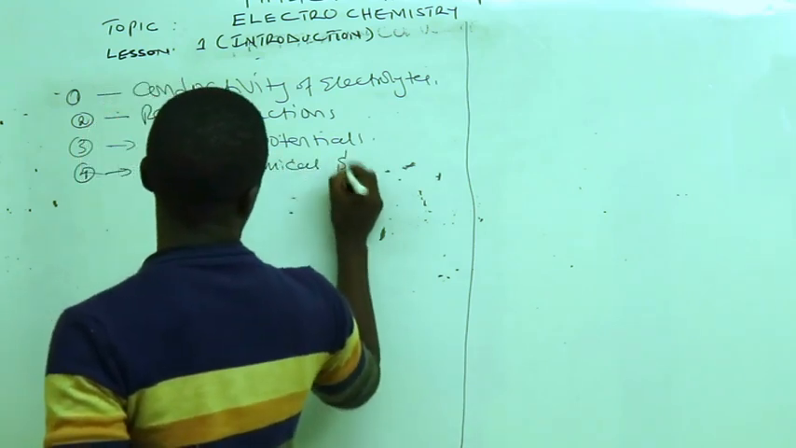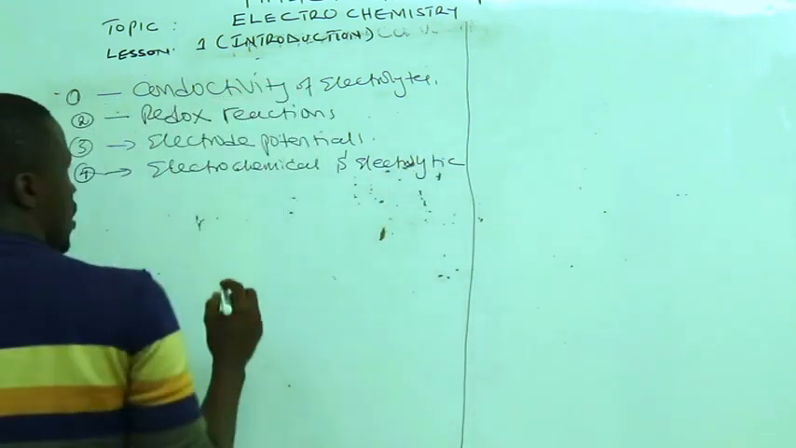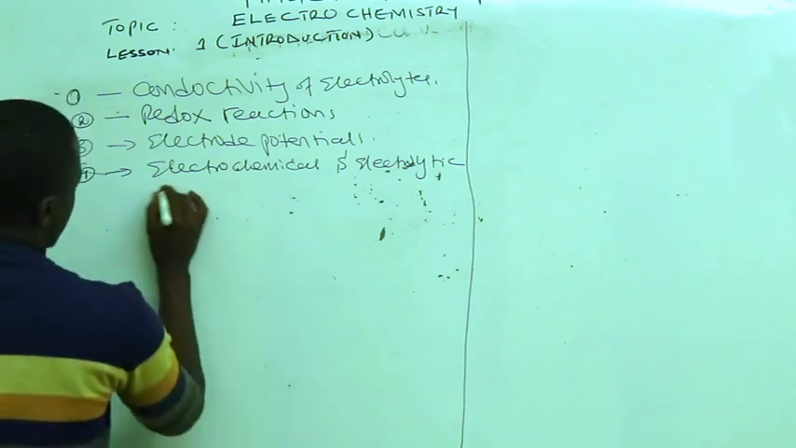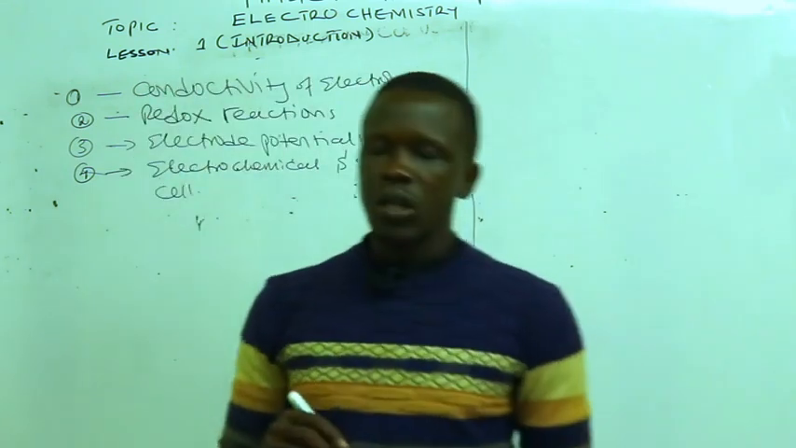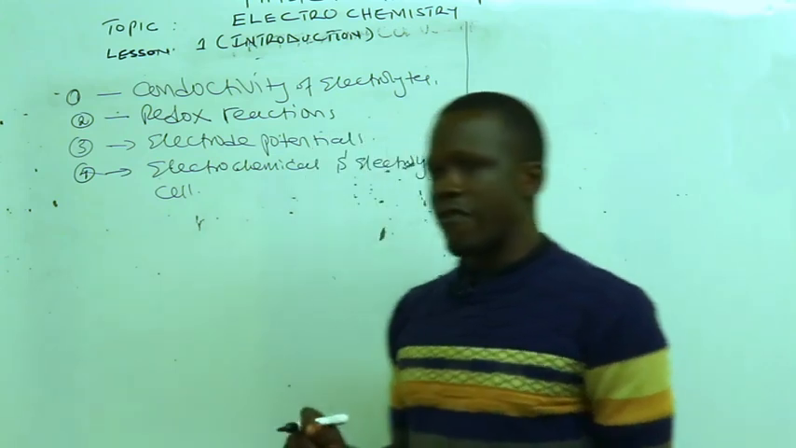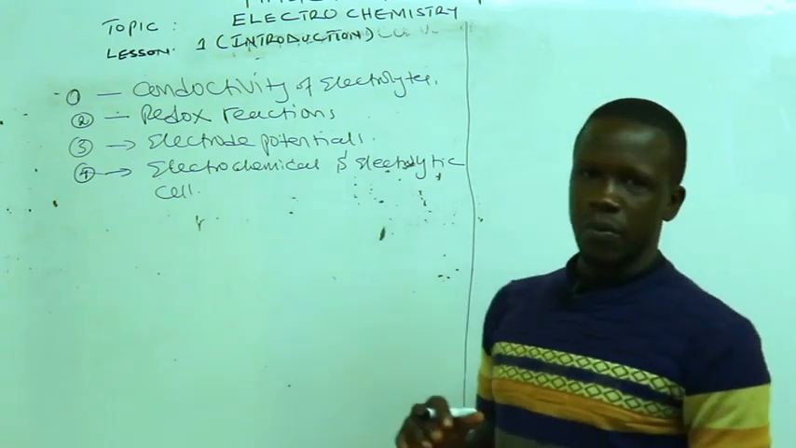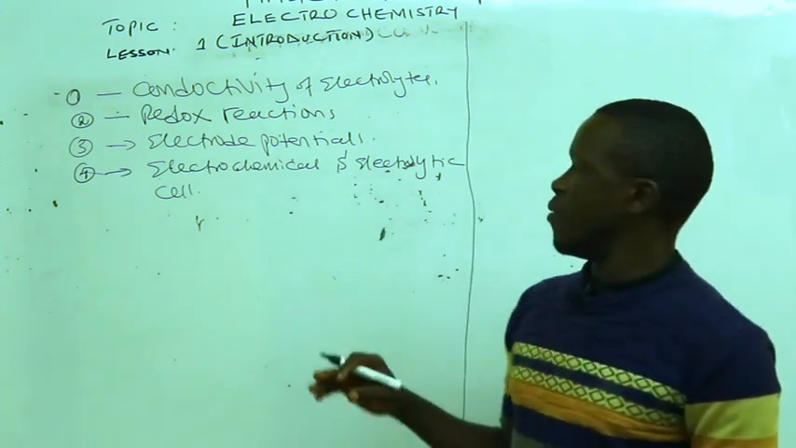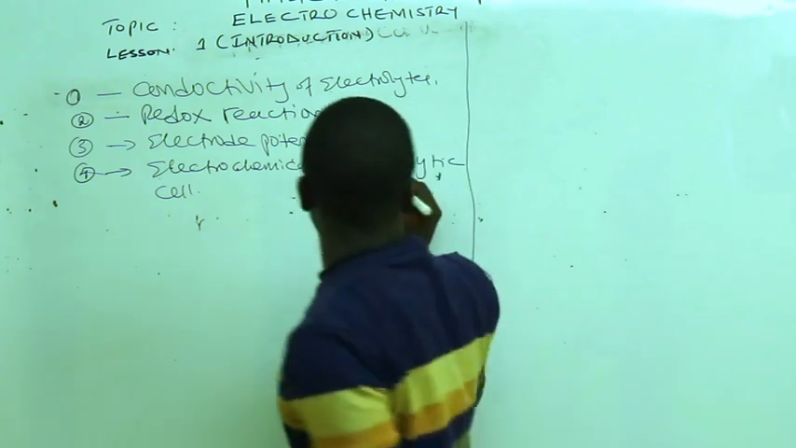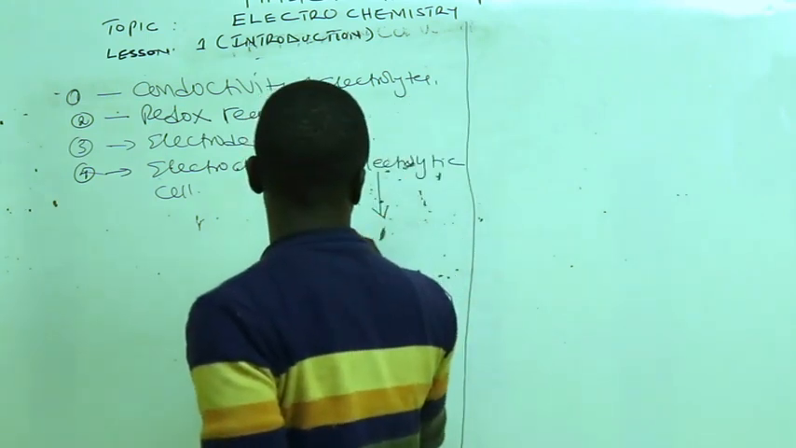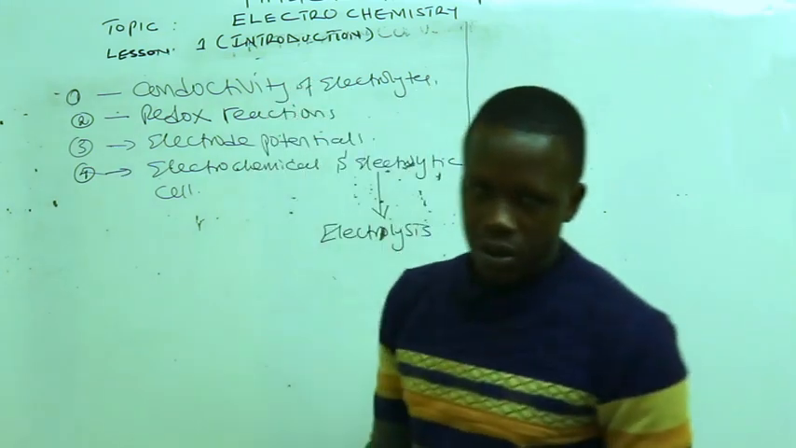Number 4, we shall have what we call electrochemical and electrolytic cells. We shall have a view, and while looking at electrochemical cells, we shall have to understand how we construct electrochemical cells. What are electrochemical cells? How are they different from electrolytic cells? These electrolytic cells are the ones that are used to carry out what we call electrolysis.